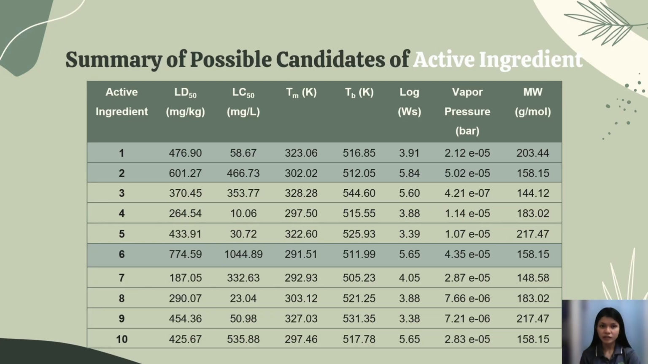Hence, by considering all these properties, active ingredient 6, followed by active ingredient 2 and active ingredient 1 are selected as the best 3 candidates, since they have higher value of oral toxicity and inhalation toxicity, which indicate that they are less toxic among these 10 candidates. Apart from that, they have a lower boiling point and melting point and relatively high value of log WS, indicating that they have higher solubility.